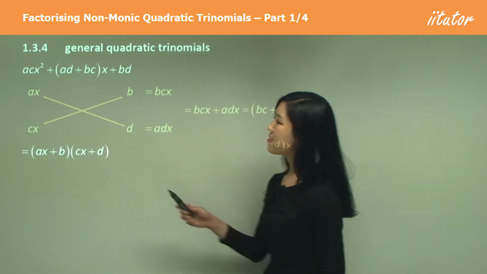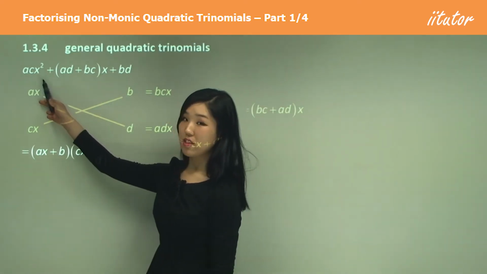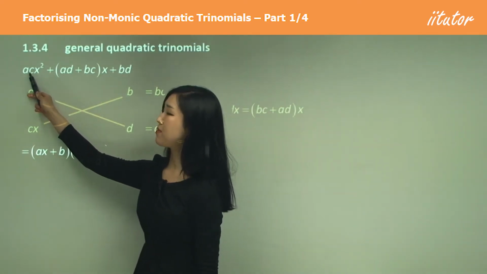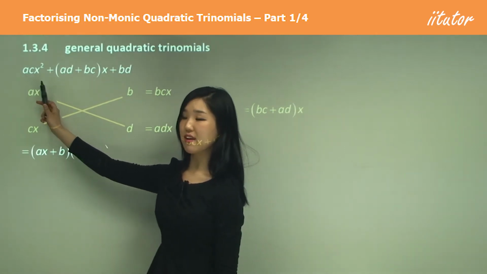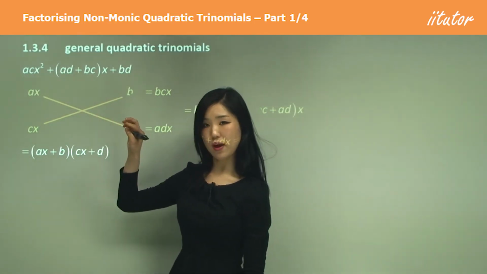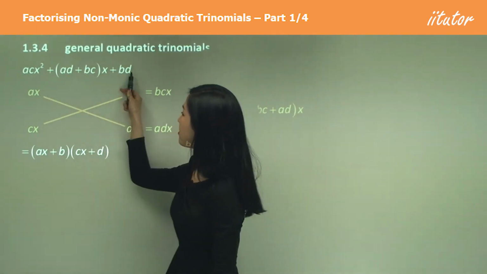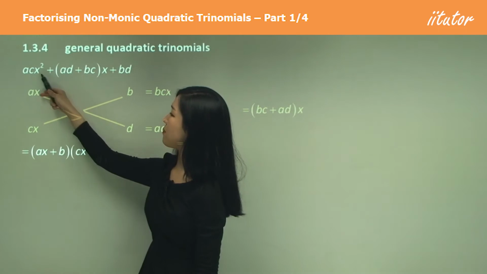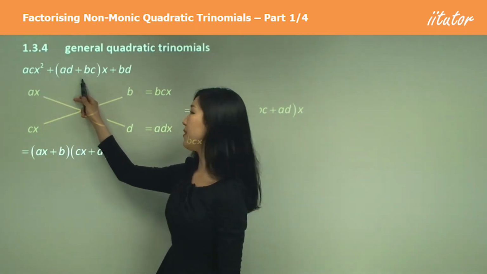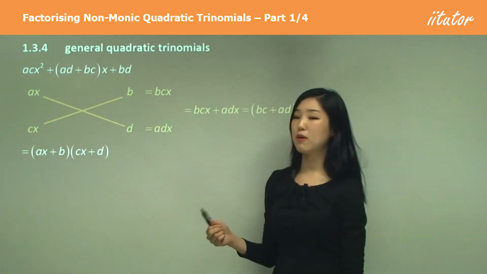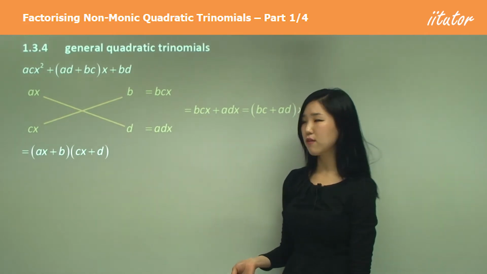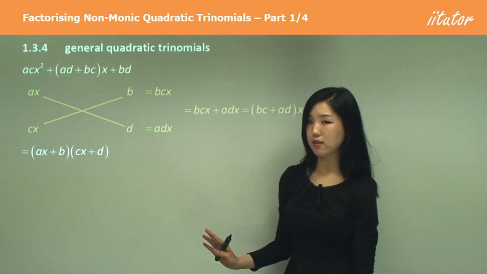See here, this time we have acx squared in the beginning. So a times some number c will be our factors or the coefficient of x squared. And here we have ad, so a times d plus b times c in the coefficient of x. And then finally the constant will be b times d. Now I know that looks a bit confusing, but you'll get the idea when we get to the questions.